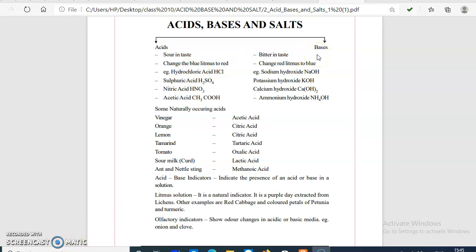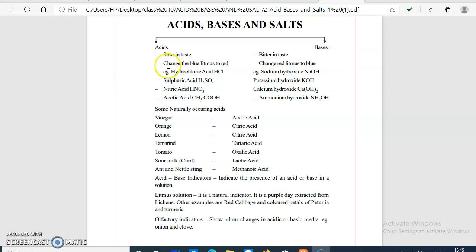What are the physical differences between acid and base? The first difference is that acids are sour in taste and bases are bitter in taste. The best example is lemon, which you use in your house, that is an acid. And the soap solution you use in a house is called a base, right? It is bitter in taste.